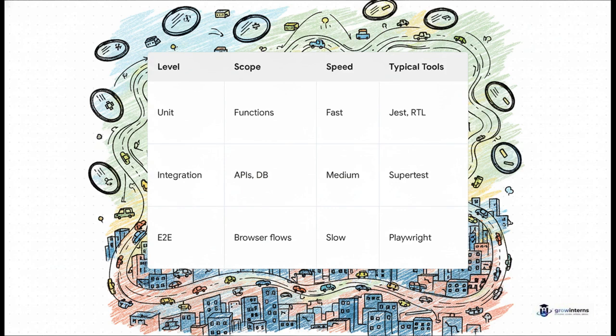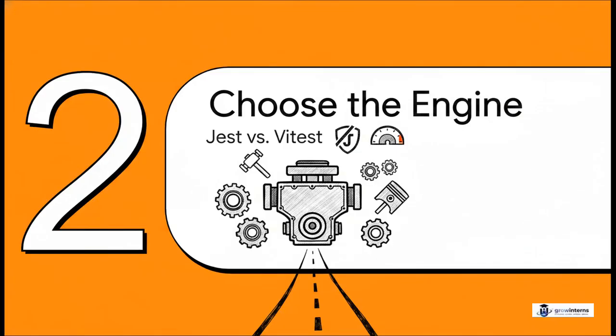And right at the very top, you have E2E, or end-to-end tests. That's your downtown rush hour. They're slow, sure, but they validate the entire user journey. Basically, you want a ton of unit tests, a solid chunk of integration tests, and just a tiny, focused handful of E2E tests. Next up, choosing the engine.